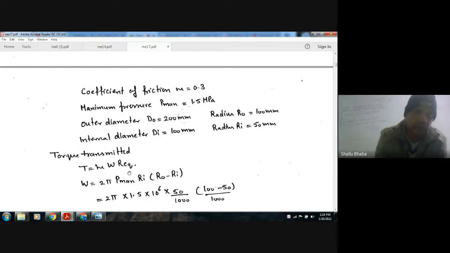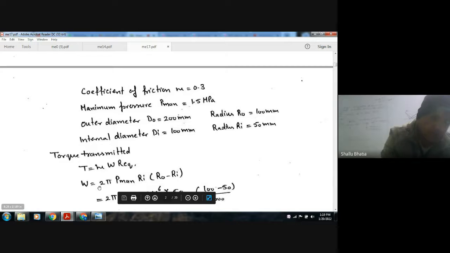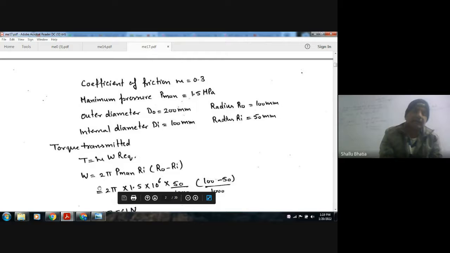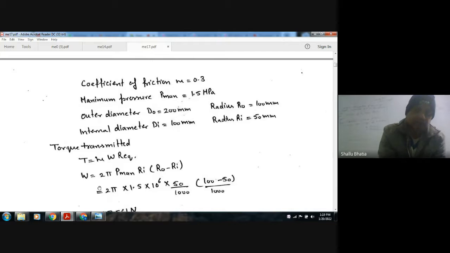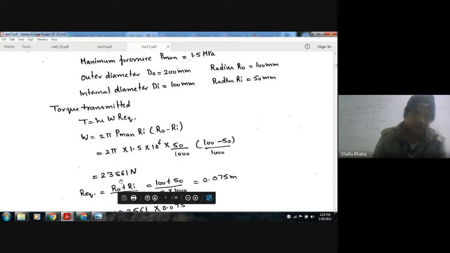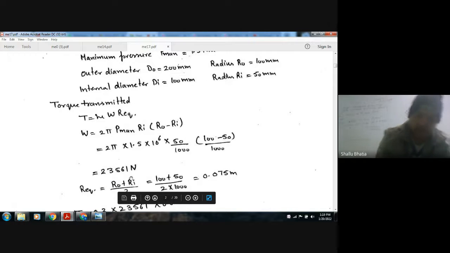Now we have to find out the torque according to the uniform wear theory, and in uniform wear theory the load W is given as 2 pi P max Ri (R naught minus Ri). Then P max is your 1.5 MPa, Ri is your 50 and R naught is your 100. So this is just 23561 Newton. So load is your 23561 Newton.